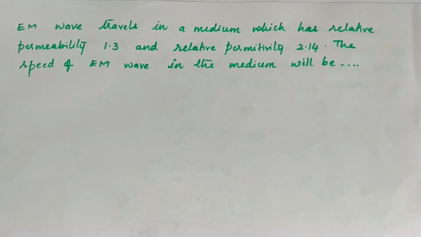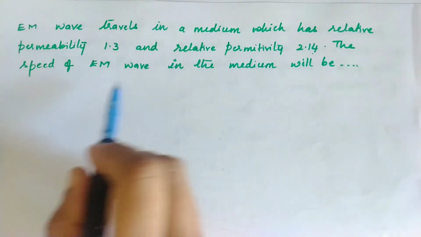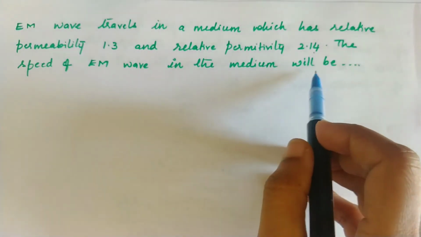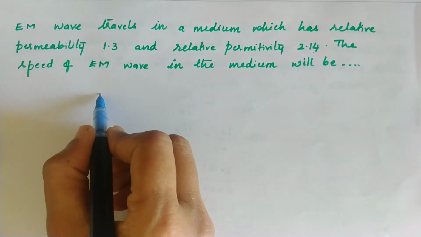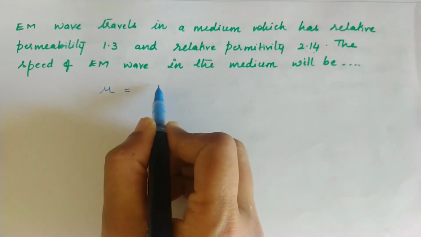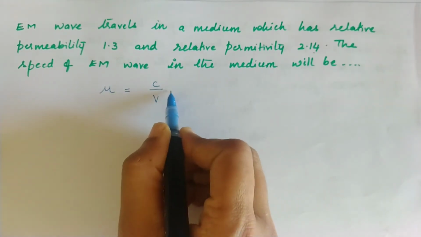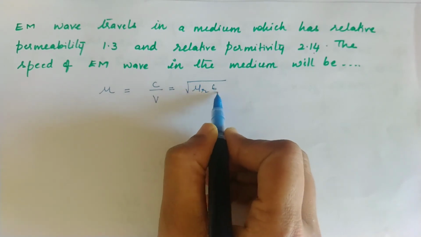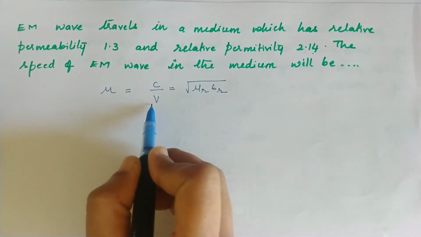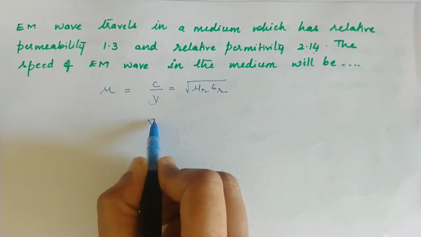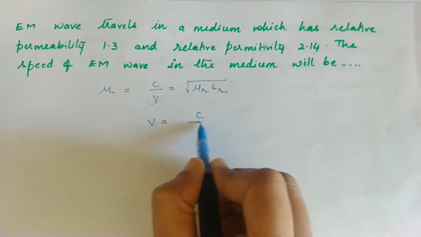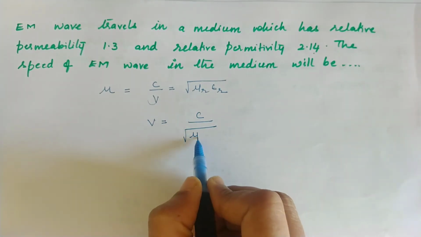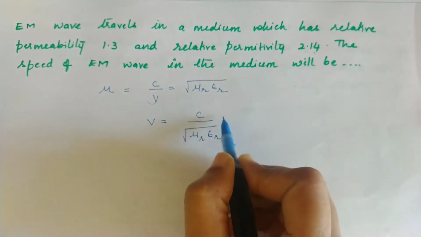Now coming to this question, an electromagnetic wave is traveling in a medium which has a relative permeability and relative permittivity as given. The speed of the electromagnetic wave in the medium is? So I hope you remember when we studied the properties of electromagnetic wave, refractive index, which is C by V, is under root mu r into epsilon r. Since we need to find out the value of V, what should V be equal to? C by under root mu r epsilon r.